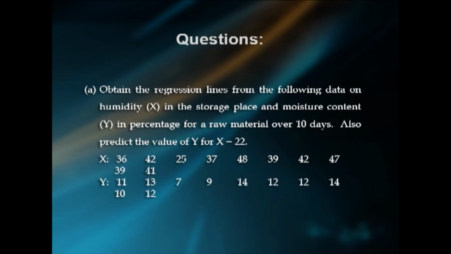Before you attend the next unit, please try to answer the following questions. Obtain the regression lines from the following data on humidity x in the storage place and moisture content y in percentage for a raw material over 10 years. Also predict the value of y for x equal to 22. X values 36, 42, 25, 37, 48, 39, 42, 47, 39 and 41. Y values 11, 13, 7, 9, 14, 12, 12, 14, 10 and 12.